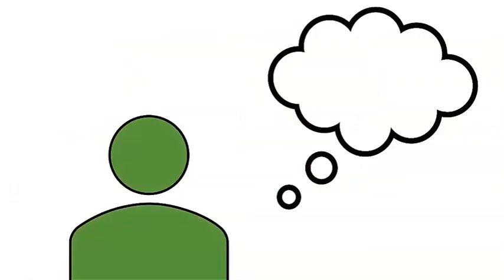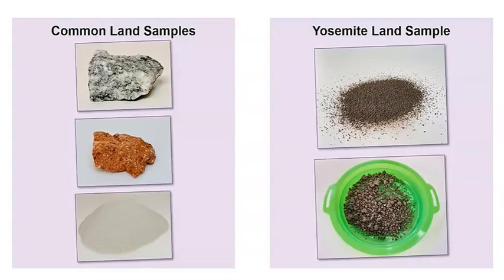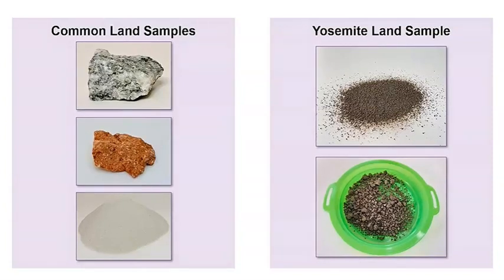Let's get started. The first question is, what is land made of? Shout out your answers. We investigated common land samples and some land samples from Yosemite National Park. Through our investigation, we found out that land is made up of rocks, soil, and sand.